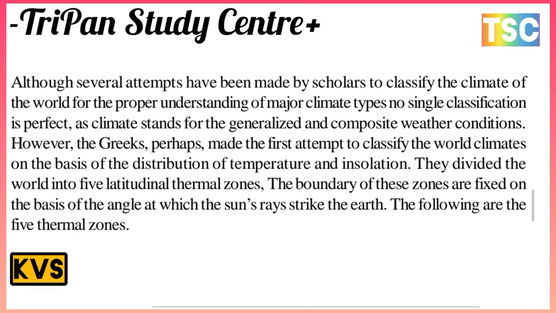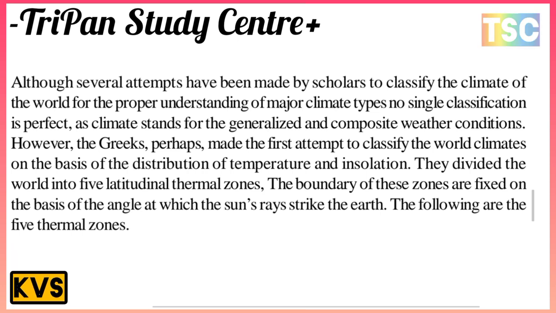Although several attempts have been made by scholars to classify the climate of the world for the proper understanding of the major climate types, no single classification is perfect, as climate stands for generalized and composite weather conditions. However, the Greek scholars made the first attempt to classify the world climates on the basis of the distribution of temperature and insolation. They divided the world into five latitudinal thermal zones.